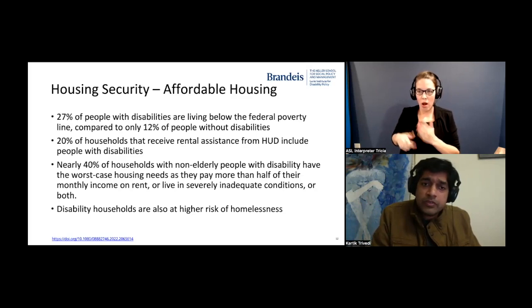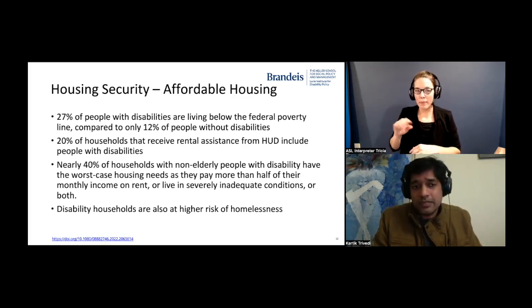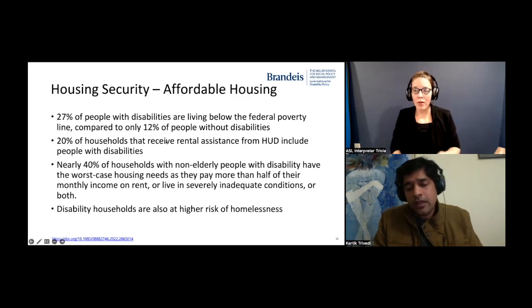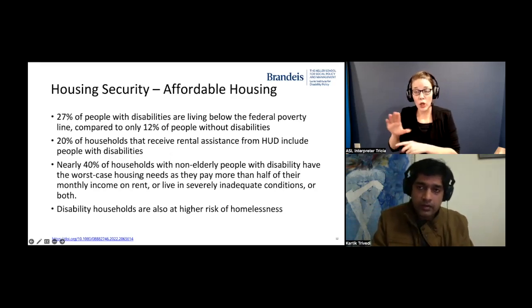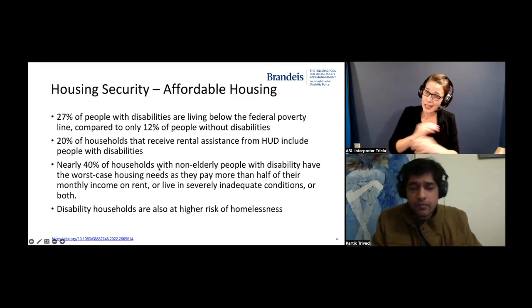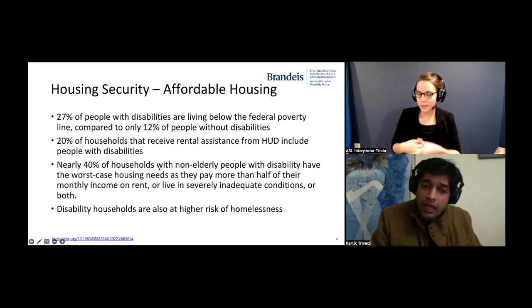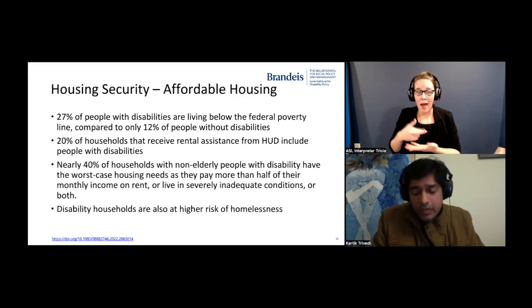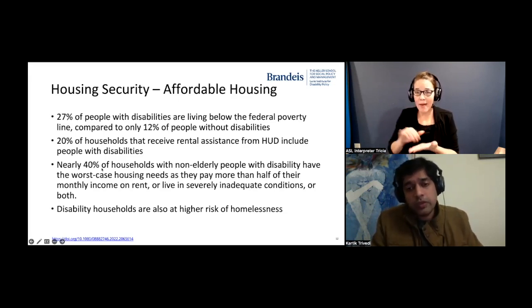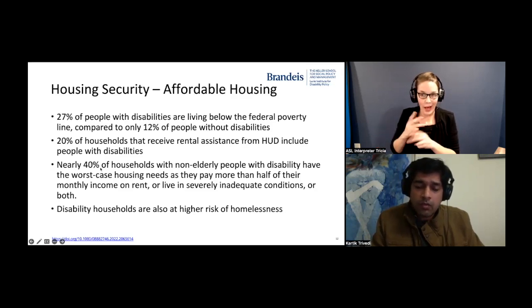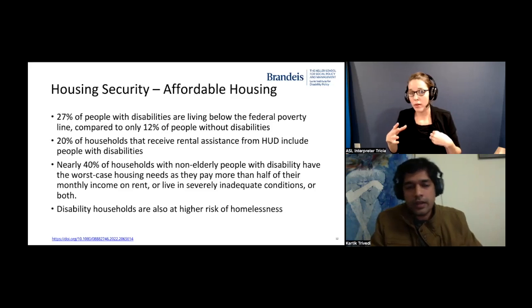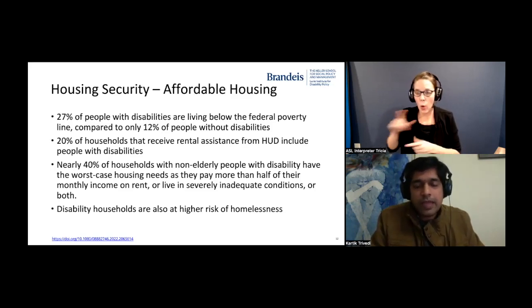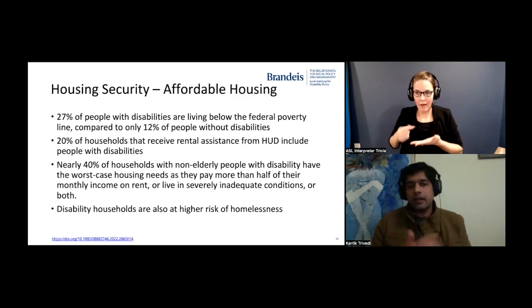And 20% of households that receive rental assistance from HUD include people with disabilities. These are statistics, but what it all translates into is higher financial burdens just by having a person with disability in your household. Statistically, you are at risk when it comes to housing, and disability households are also at higher risk of homelessness. Homelessness is again a multidimensional issue, given the housing tenure, whether somebody was renting or owning, and whether they were able to meet their rent or debt obligations. So that is the whole affordable housing slide, and what it all means.